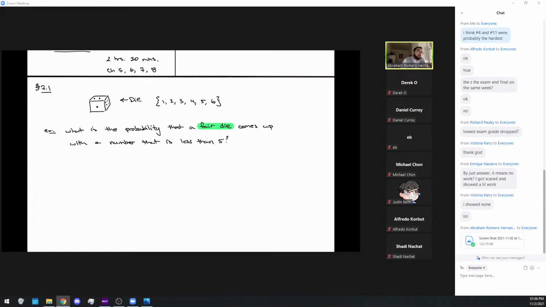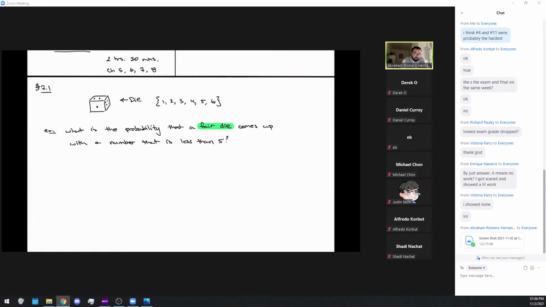Now, if it said a loaded die, that means it's loaded in terms that it is going to land on a specific number more often than on another one. So in other words, you can cheat with that die. Okay? Any questions on that? Any questions? Okay. So that's what it means by a fair die.